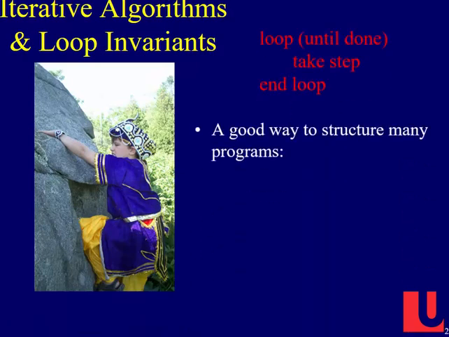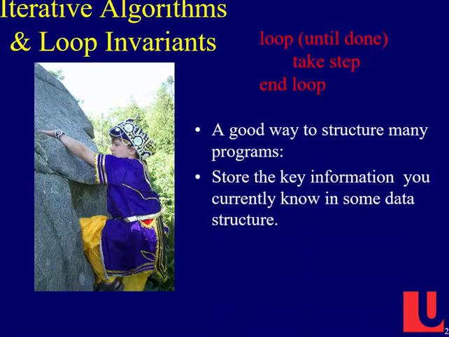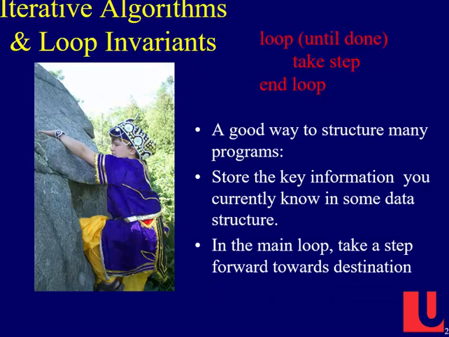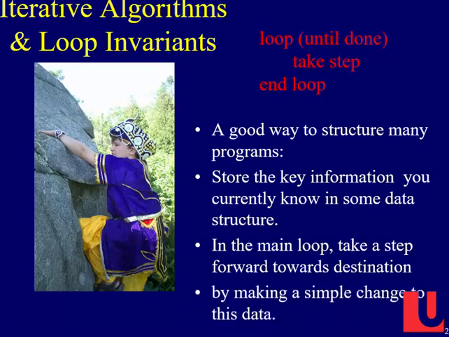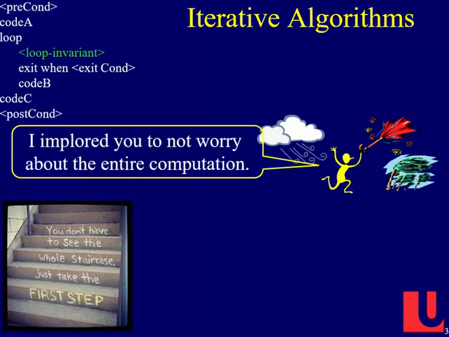All right, so what are we doing here? We have one basic loop, and there's some data structure that's going to change every iteration, and each iteration we take some step towards our destination, right?